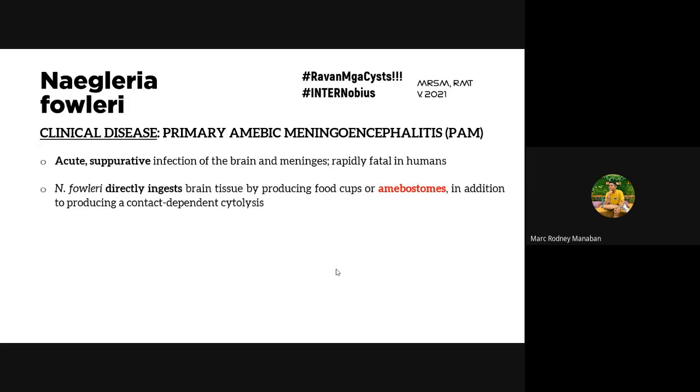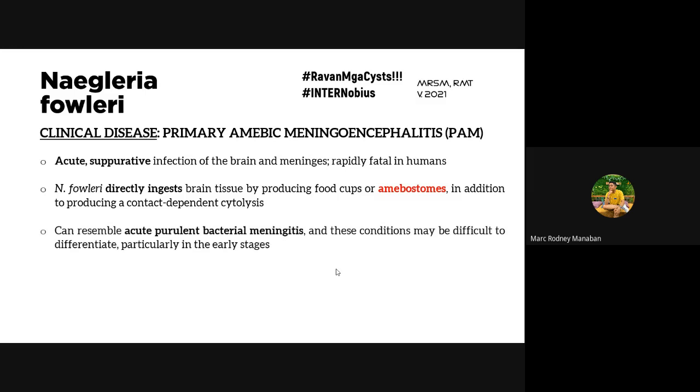Now N. fowleri directly ingests brain tissue through the process of amoebostomes, or food cups. These are structures in the cytoplasm that work like a mouth, which it uses to eat the brain. Aside from that, it also lyses the cells of the brain. So that's why it's deadly, and its disease progression is very fast.